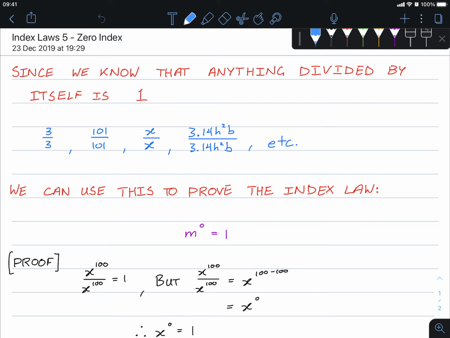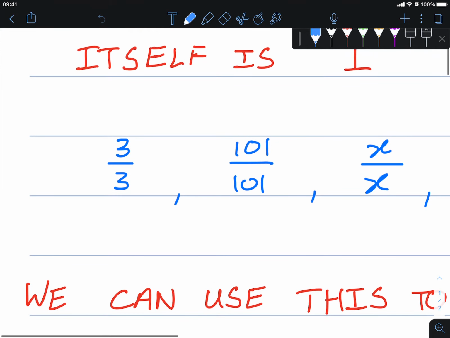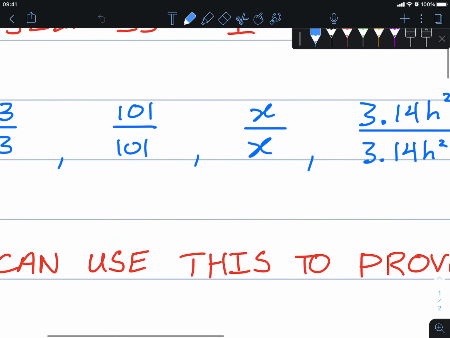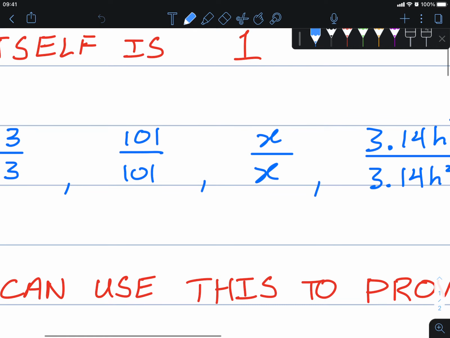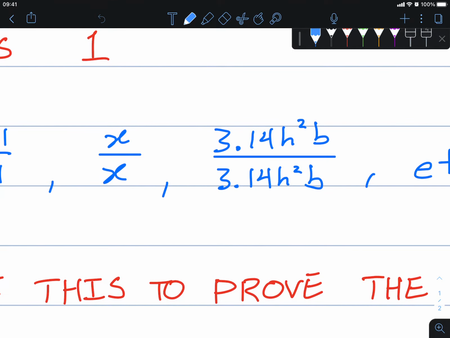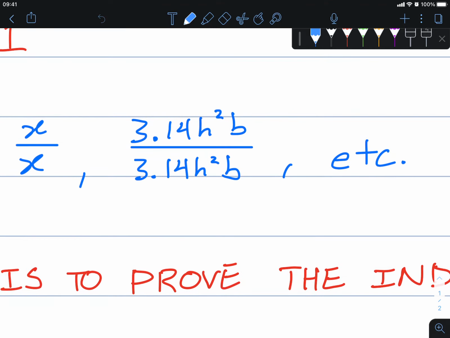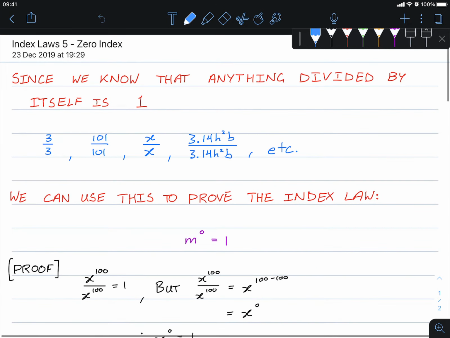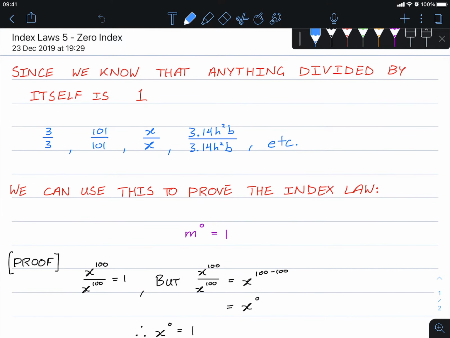Since we know, or at least I hope we know, that anything divided by itself is 1. So 3 divided by 3 is 1, 101 divided by 101 is 1, x divided by x is 1, 3.14 h squared times b divided by itself is also 1. So anything divided by itself is 1.